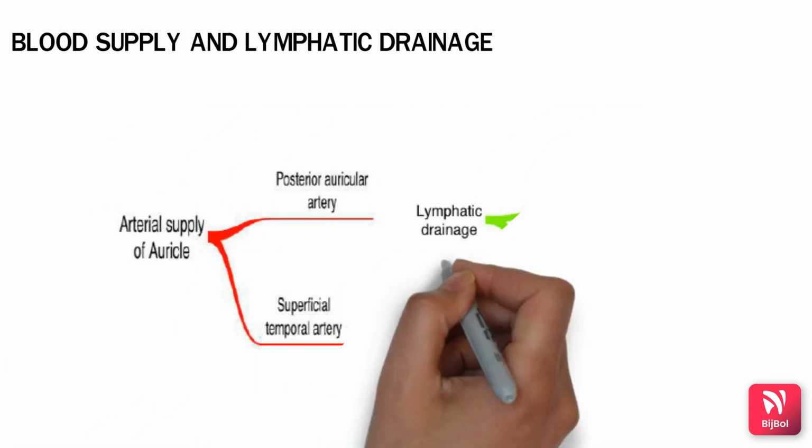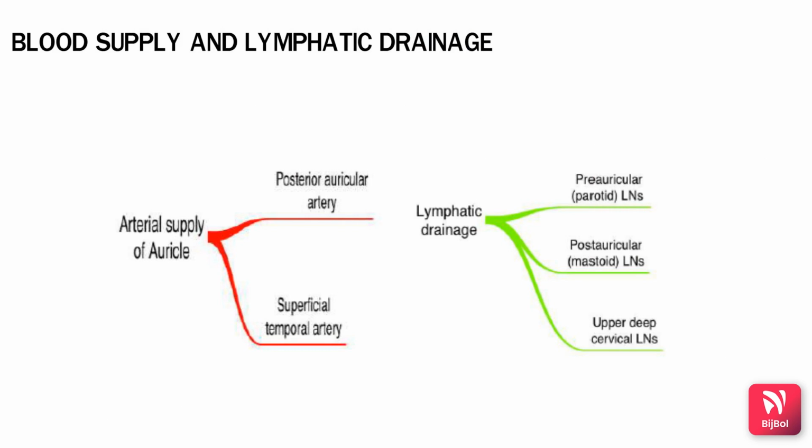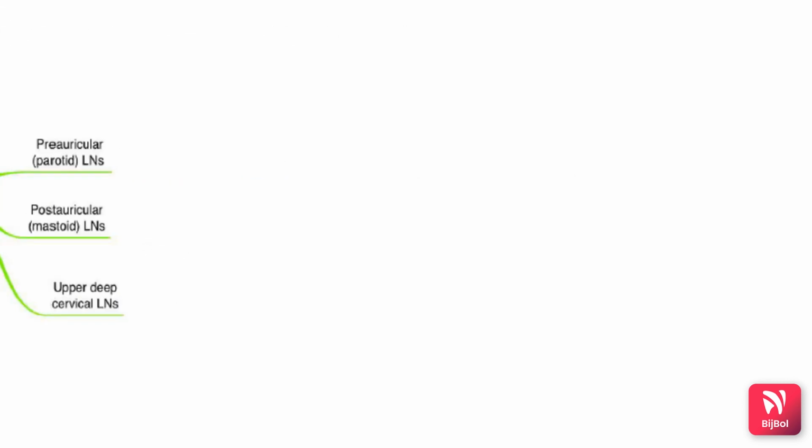Now, let's see the blood supply and the lymphatic drainage. The blood supply to the auricle or pinna is through the posterior auricular artery and the superficial temporal artery. The lymphatic drainage is through the preauricular or parotid lymph nodes, the postauricular or mastoid lymph nodes, and the upper deep cervical lymph nodes.